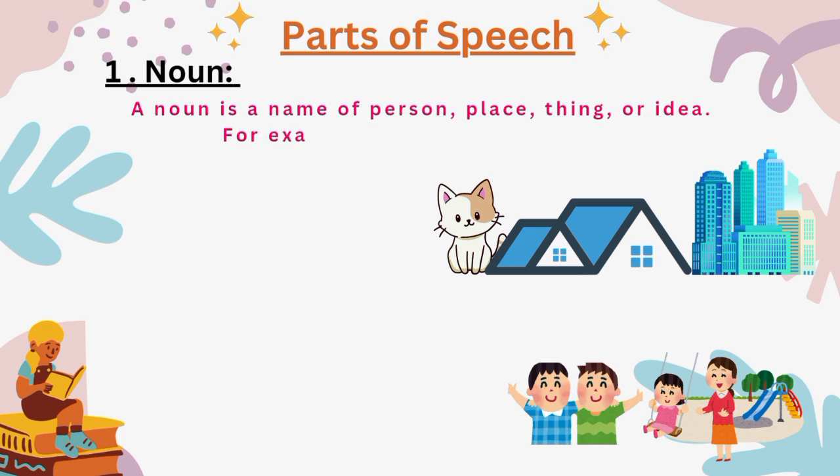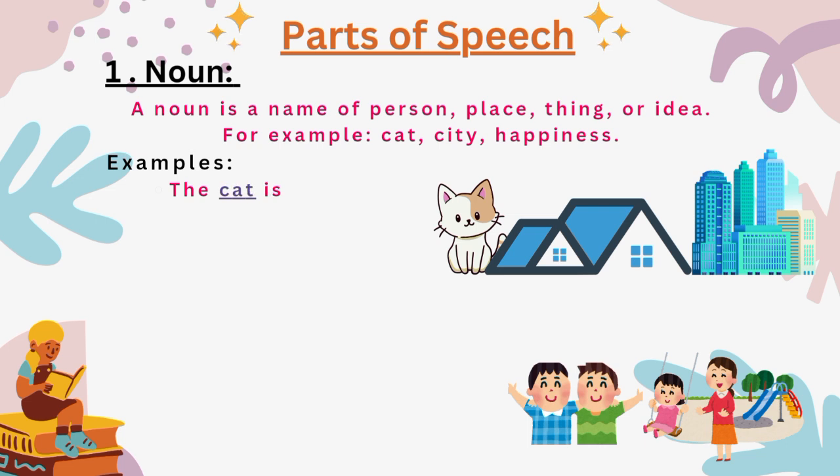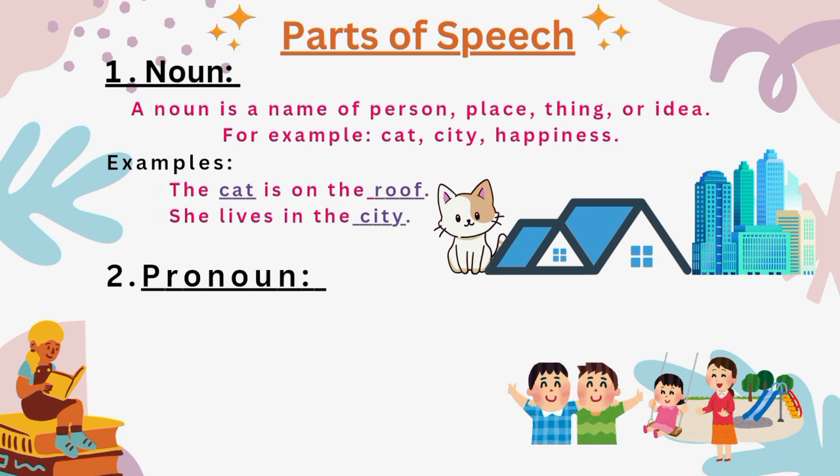Number 1 is noun. Noun is a name of person, place, thing or idea. Let's see an example. The cat is on the roof. In this sentence, cat is a noun because it names an animal and roof is a noun because it names a place. Second example is she lives in the city. Here the city is a noun because it names a place.